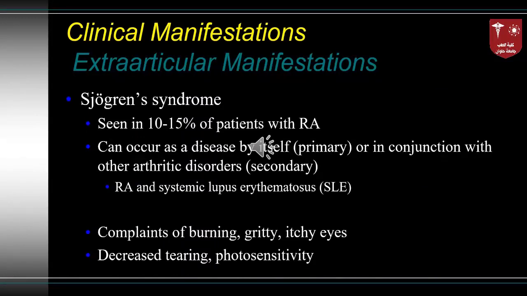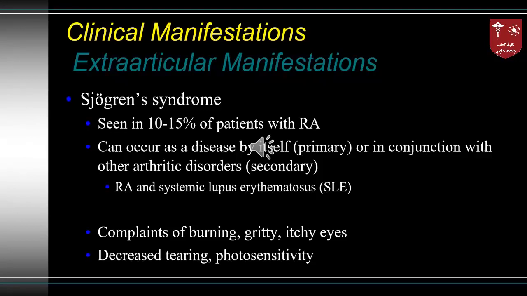As we have seen in the previous slide, the photo of a subcutaneous nodule affecting the extensor surface around the elbow, and it is a collection of chronic inflammatory cells below the skin, and as mentioned before, it affects almost 1/3 of the patients with rheumatoid arthritis.